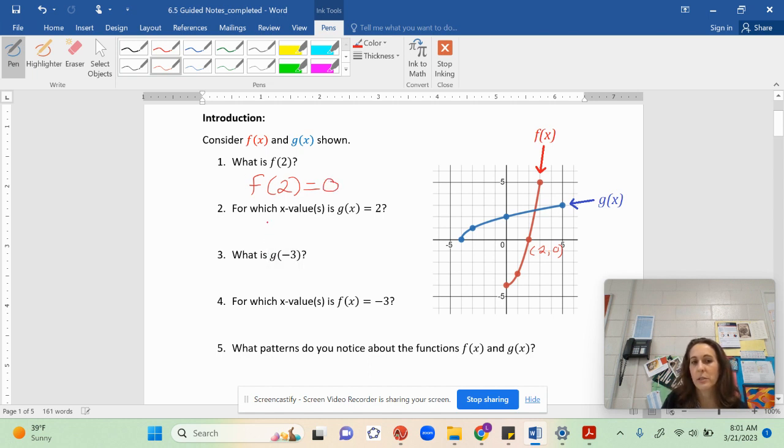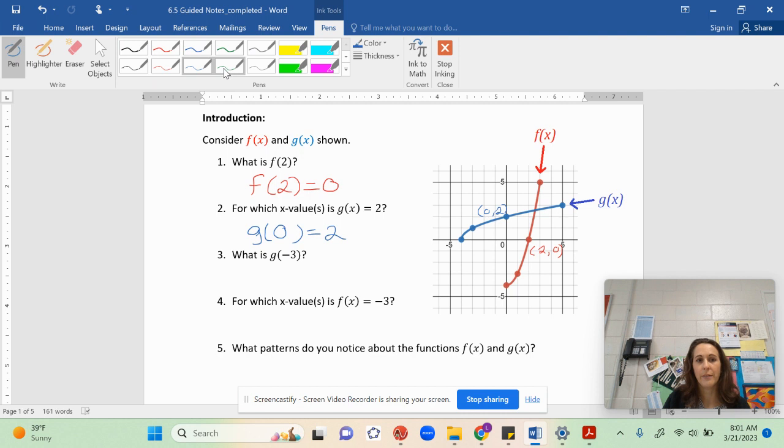The next question says, for which values of x is g of x equal to 2? So g of what is equal to 2? So we want to see when the output on g is 2. If you look over at the blue graph, you should see that there's a point at 0, 2 on the blue graph. So that means that g of 0 is equal to 2.